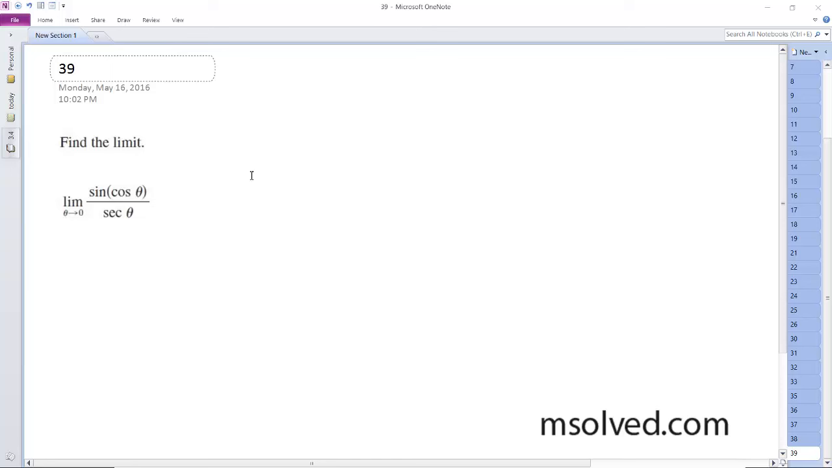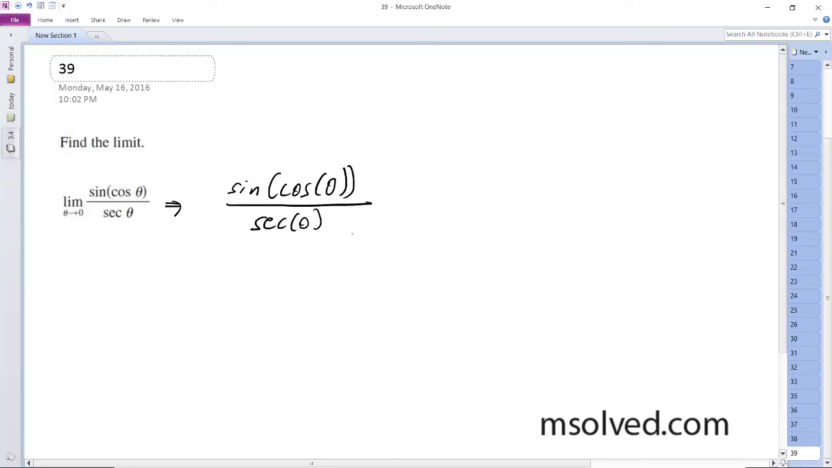So I need to find the limit here. So what I can do is rewrite this. Pretty much what happens is just direct substitution. And you can do this here as the cosine of 0 degrees over the secant of 0 degrees.